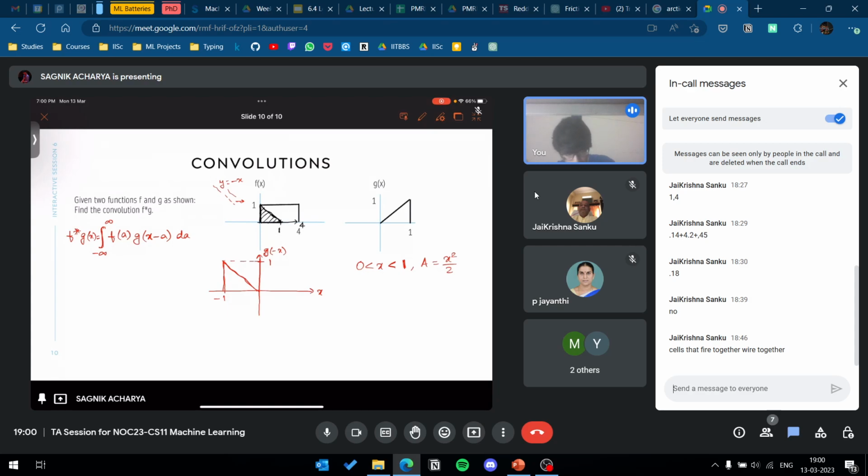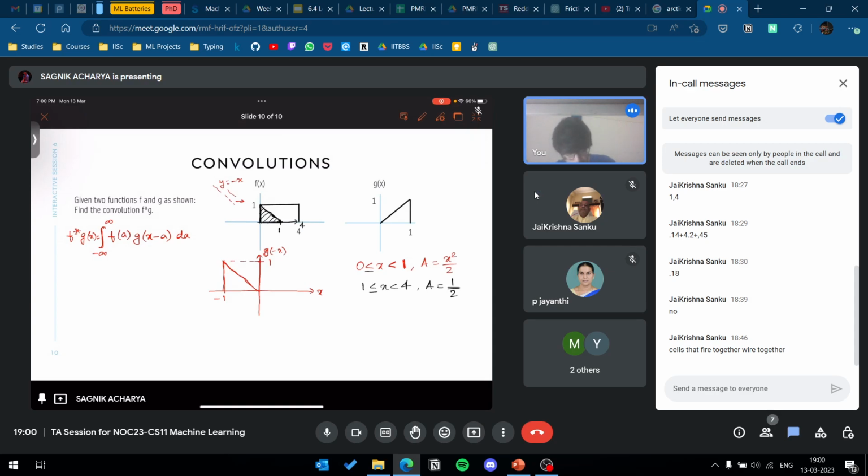So for 1 less than x less than 4, we have the area equal to half into 1 into 1, so the area is half. This is a constant value now.